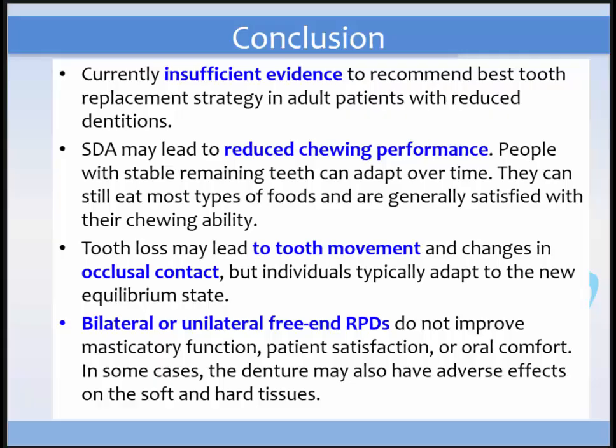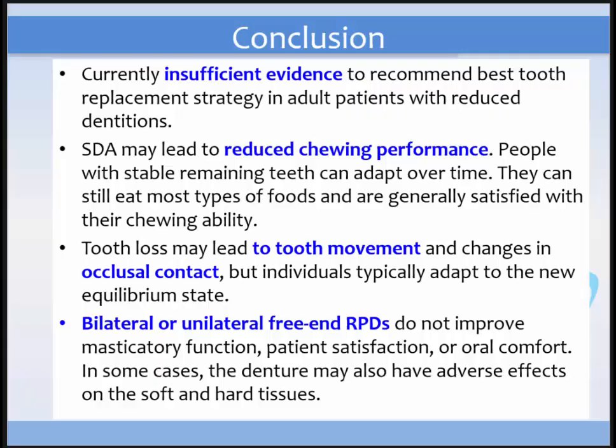As a conclusion, we can say that currently there is insufficient evidence to recommend the best tooth replacement strategy in adult patients with this reduced dentition. As we know, SDA may lead to reduced chewing performance. However, people with stable remaining teeth can adapt over time and can still eat most of the food, and generally they are satisfied with their chewing ability.